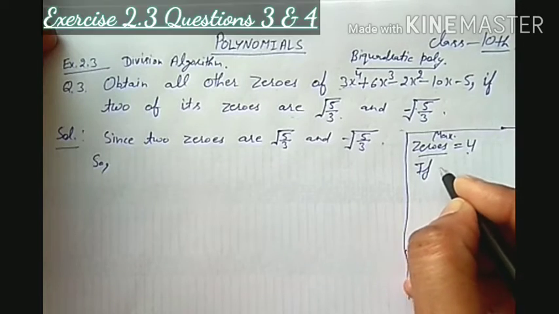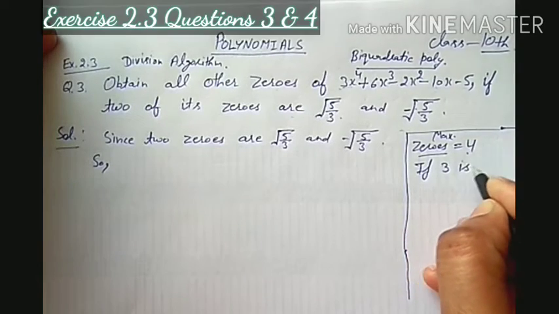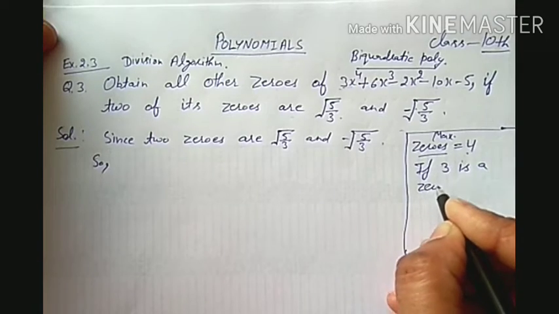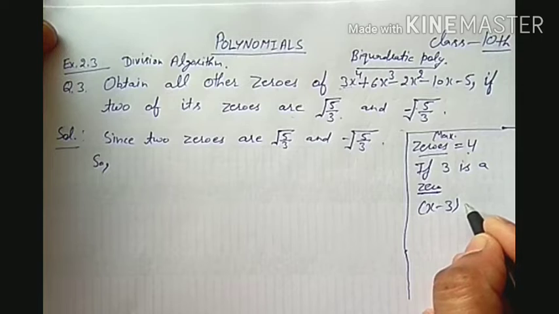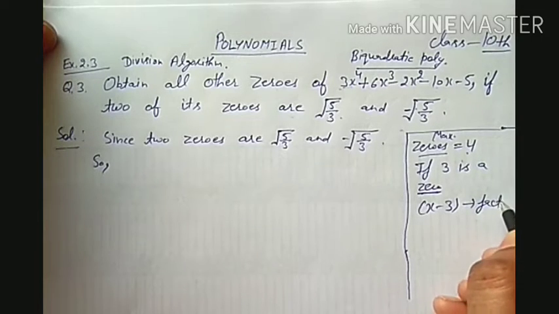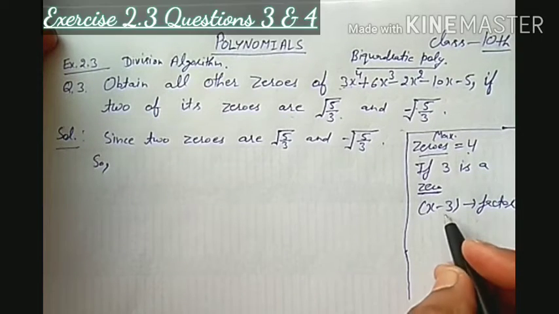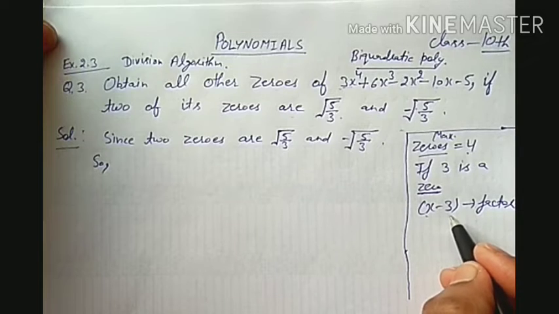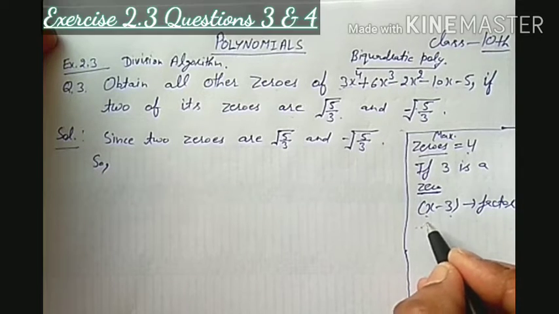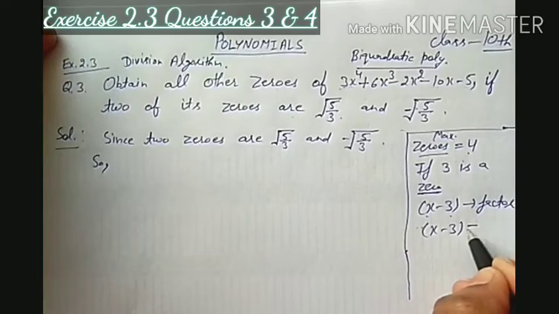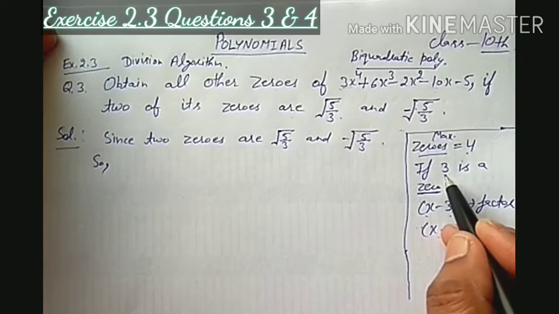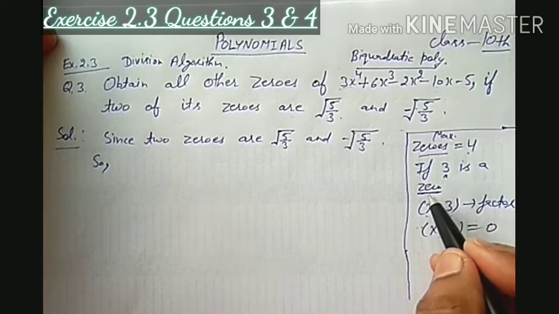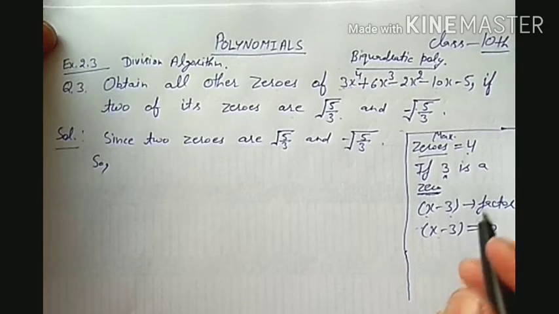आप ऐसे समझें, if 3 is a 0, अगर 3 एक 0 है तो x minus 3 हमारा फैक्टर होता है, यस. और अगर रिवर्स में समझें तो x minus 3 अगर फैक्टर है, if x minus 3 is a factor and that is equal to 0, then x is equal to 3, वो हमारे पोलिनोमियल की 0 होती है.